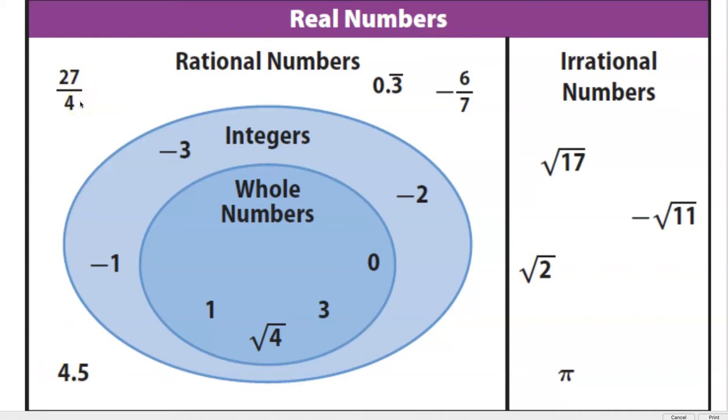27/4, okay? That is a fraction. It could also be turned into a decimal. By definition, that is a rational number. -6/7, that's a fraction, the quotient of two integers. By definition, a rational number.